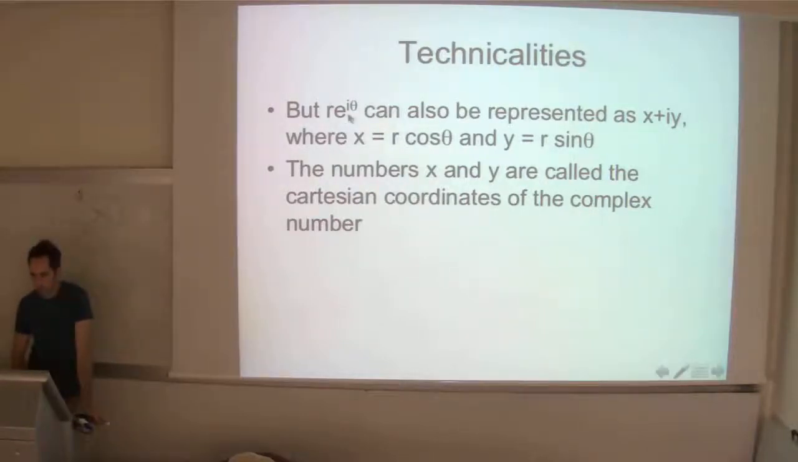But this type of representation can also be x plus iy, where i is the complex number, and x is r cosine theta, and y is r sine theta. And sometimes it's very comfortable to write everything like this, because then we can do a nice computation with MATLAB. So the x and y are called the Cartesian coordinates of the complex number. I guess you knew that.